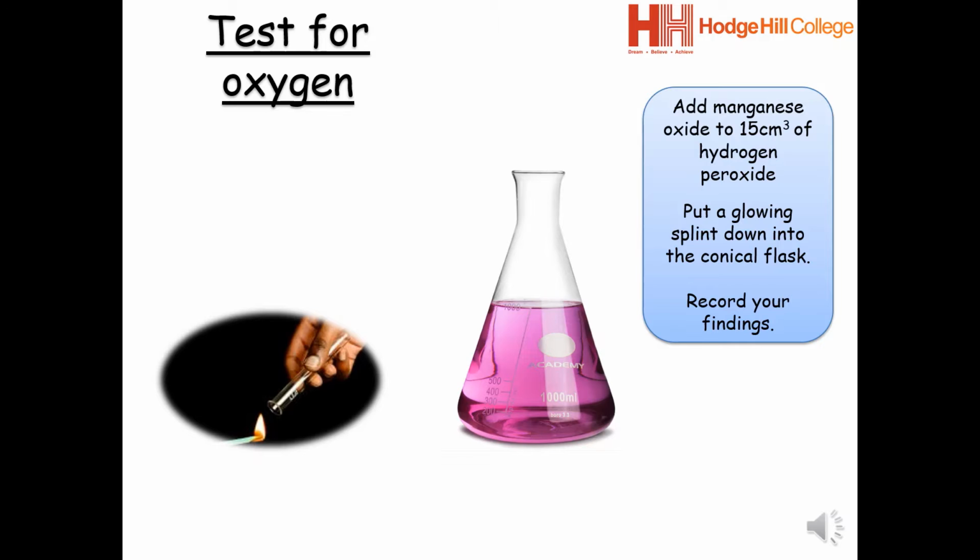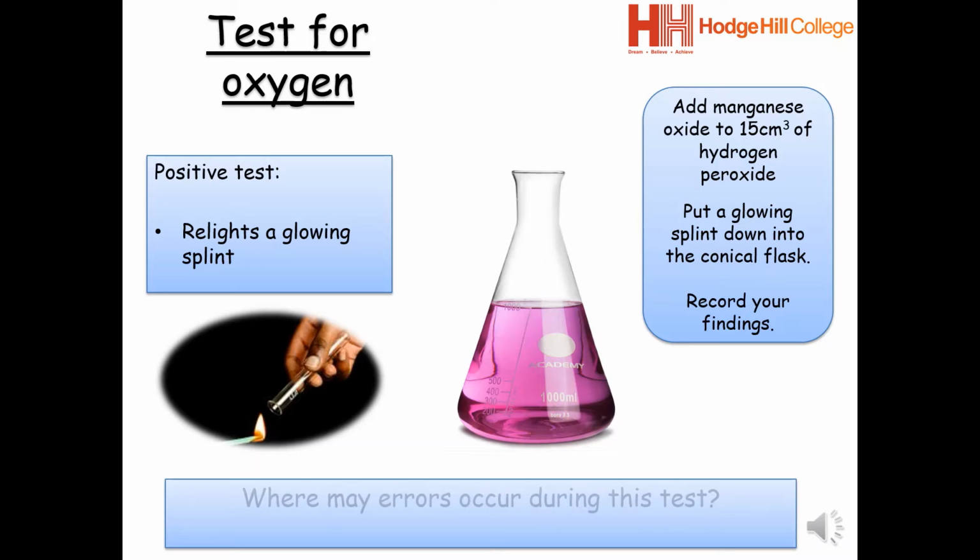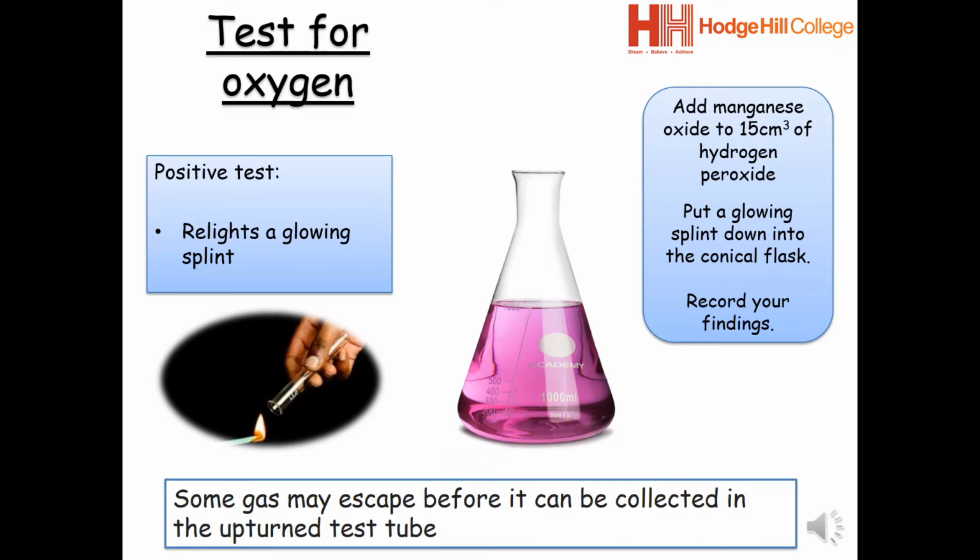When testing for oxygen, you can also use a splint, but this time it's a glowing splint that's needed. Now, to produce your oxygen, you can add manganese oxide to about 15 centimeter cube of hydrogen peroxide and just put the glowing splint down into the conical flask. What should happen is that your glowing splint should be relit. Now, the sources of error would be similar to when we were testing for hydrogen by upward delivery. You can also collect oxygen by upward delivery or a method known as water displacement. The source of error, the gas could escape as it's being collected.